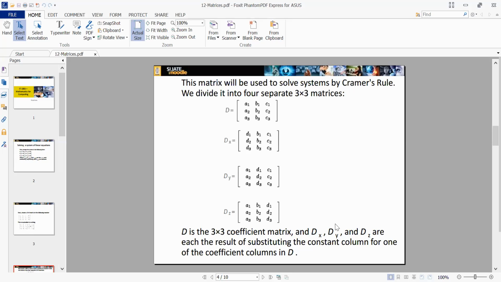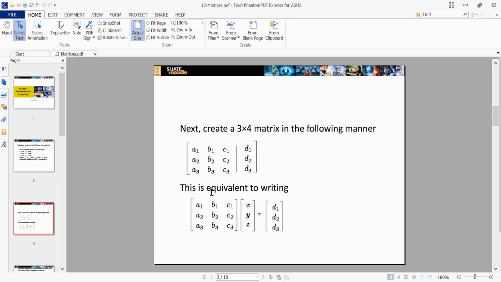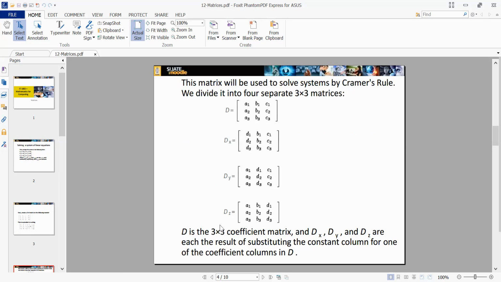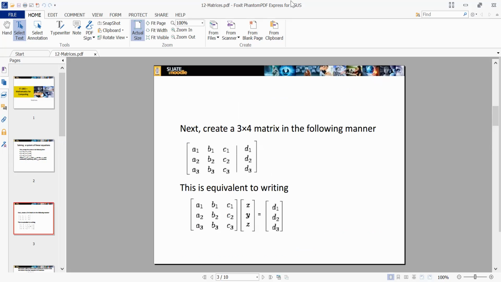Now look at here, read this sentence: this matrix will be used to solve systems by Cramer's rule. We divide it into 4 separate 3 into 3 matrices. Again, this matrix now will be converted into these 4 matrix formats.